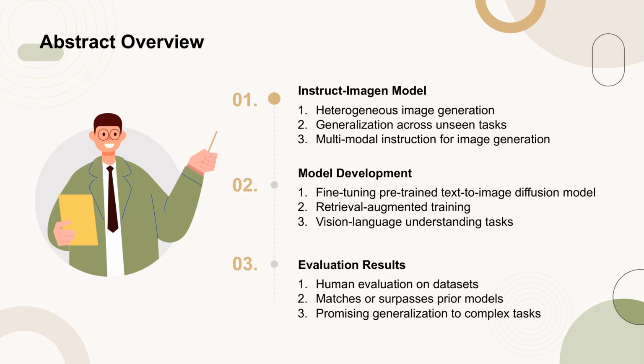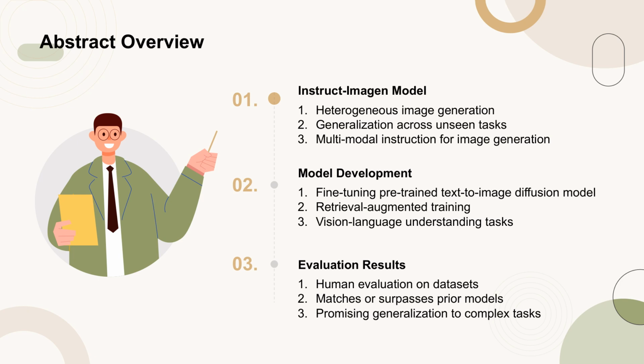This paper introduces Instruct-Imagen, a model designed to handle diverse and heterogeneous image generation tasks and generalize effectively across previously unseen tasks. The model employs multimodal instructions for image generation, which articulate a range of generation intents with precision. These instructions use natural language to combine various modalities, such as text, edge, style, and subject, allowing for a standardized format for numerous generation intents.